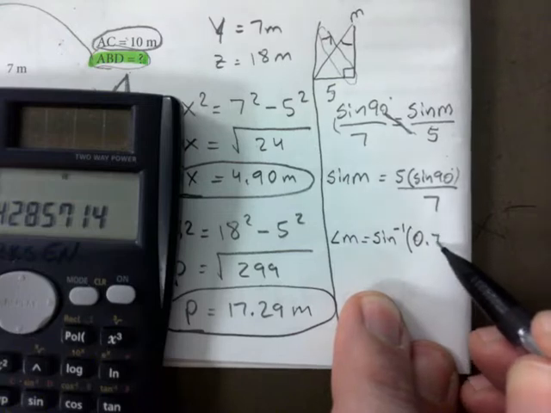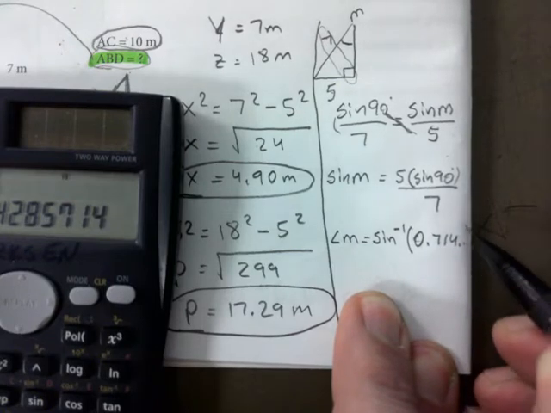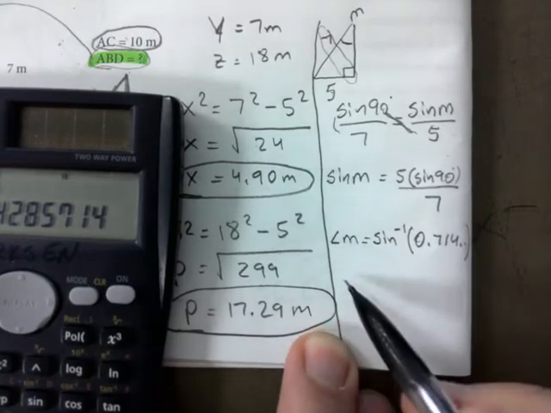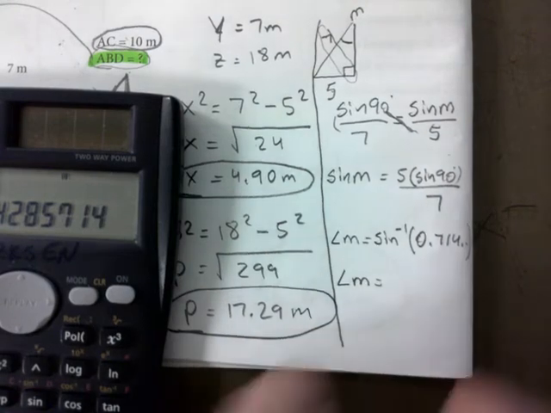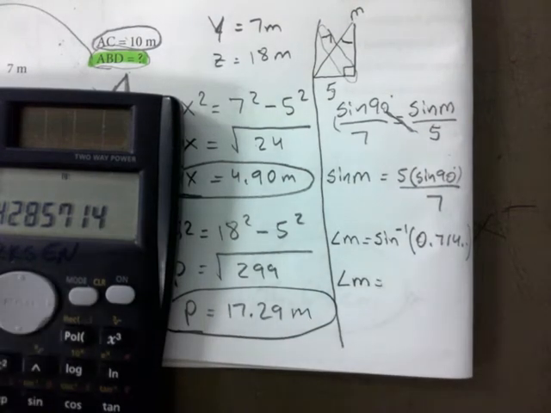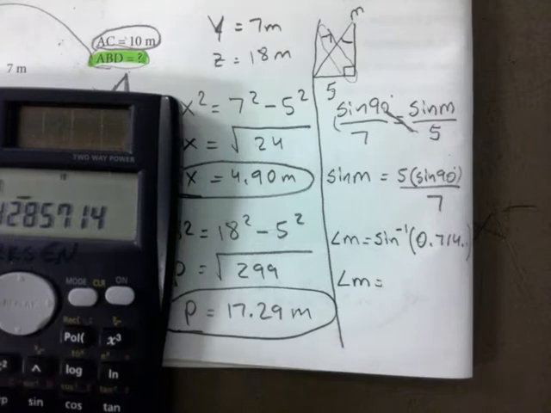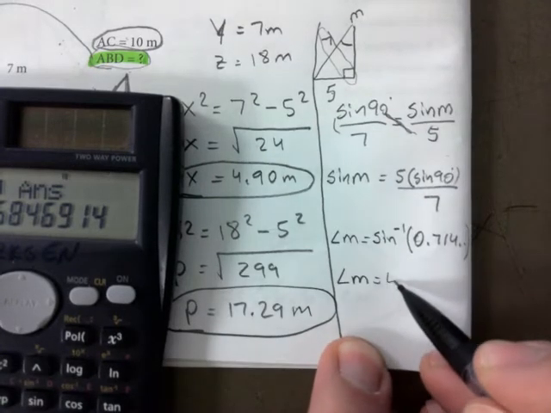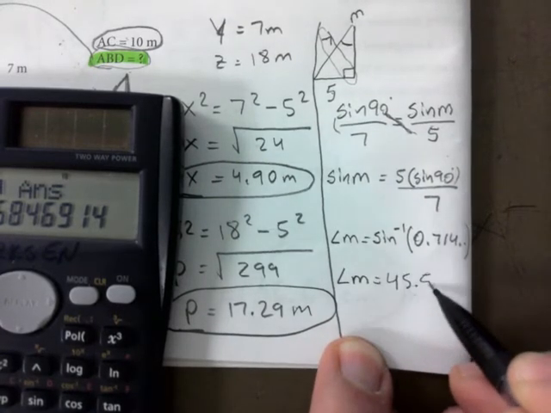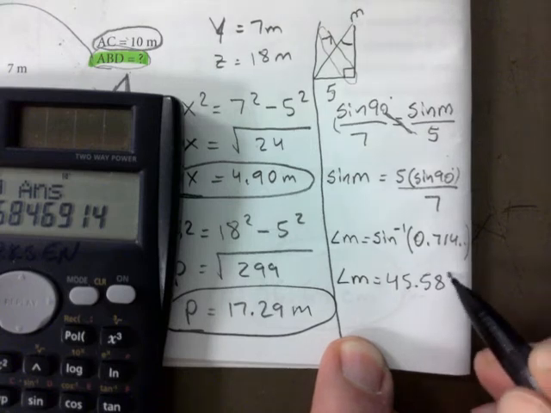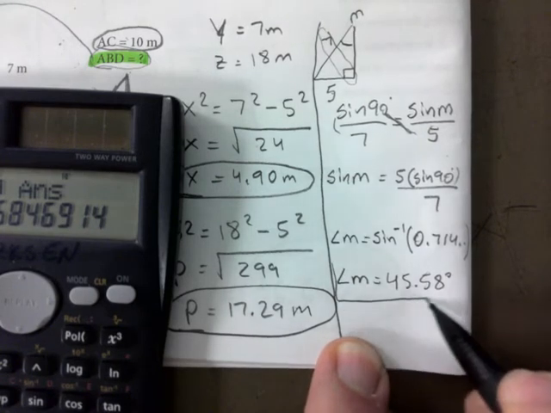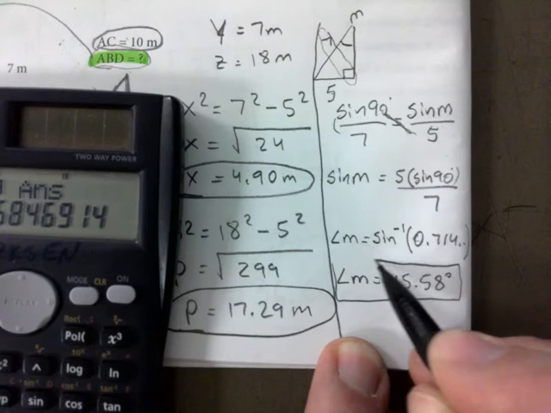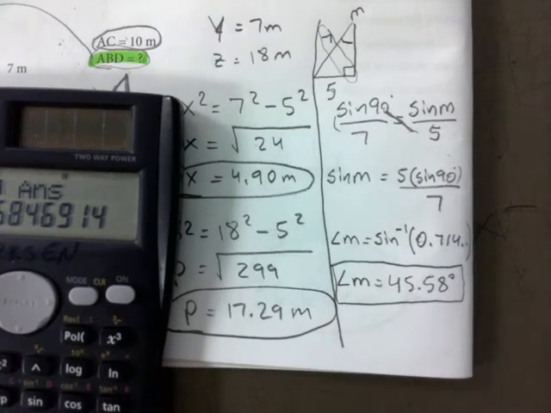That's 0.714, and that keeps going. So angle M is 45.58. And I know you're going to be like, I did it differently, Mr. Dirksen. That's fine. We will be off maybe by a little bit, but not by a whole lot. Okay.